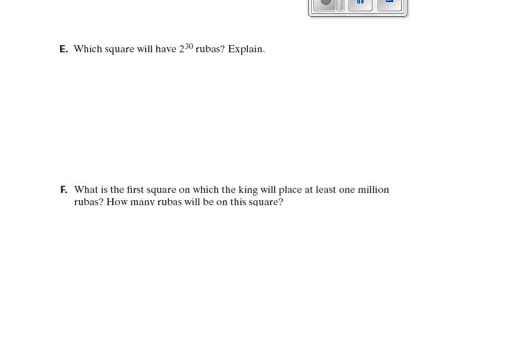Okay, now, 2 to the 30 rubas. Which square will have that? Now, you have to remember, we had our equation 2 to the n minus 1, where n was the square number. So we have to convert that to rubas, which is 2 to the 30th. Now, discuss with a neighbor. See if you can figure out, now n is the square number. N is the square number. So what square number is going to make that into a 30 for an exponent? Tough problem. Discuss with a neighbor.